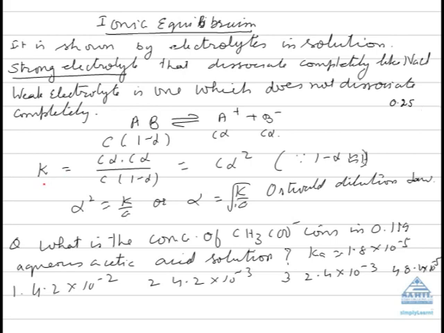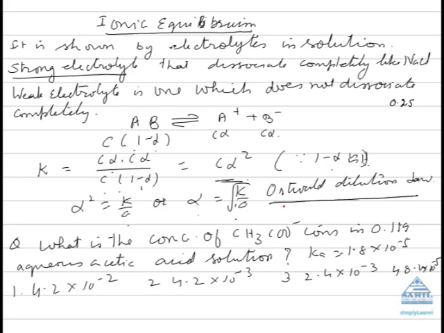Then K, the equilibrium constant, can be written as the concentration of A into B upon AB. That is, C alpha into C alpha upon C into (1 minus alpha). As it is a weak electrolyte, the value of alpha will be very, very small as compared to 1. Hence, we can write 1 minus alpha nearly equal to 1. So the expression comes out to be K is equal to C alpha square. Or alpha square is equal to K upon C, or alpha is equal to the root of K upon C. This expression is known as Ostwald dilution law.